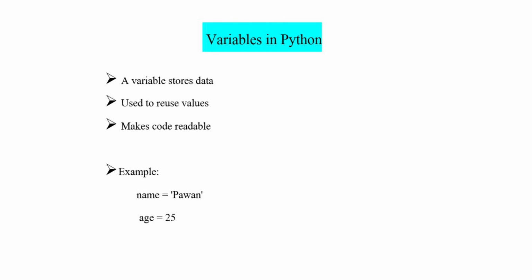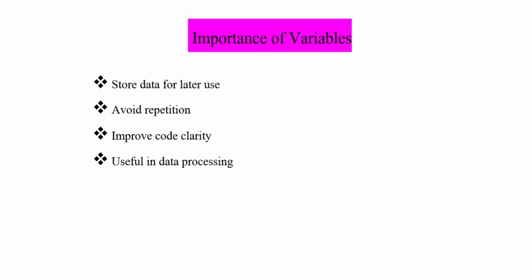So why are variables important? Variables help us to store, update and reuse data throughout a program. Instead of writing the same value again and again, we use variables to make the code efficient and readable.